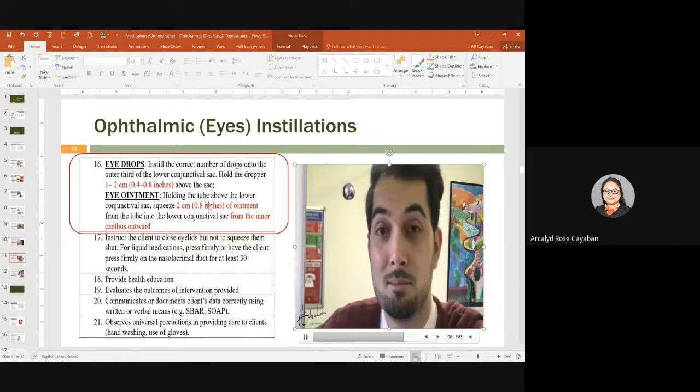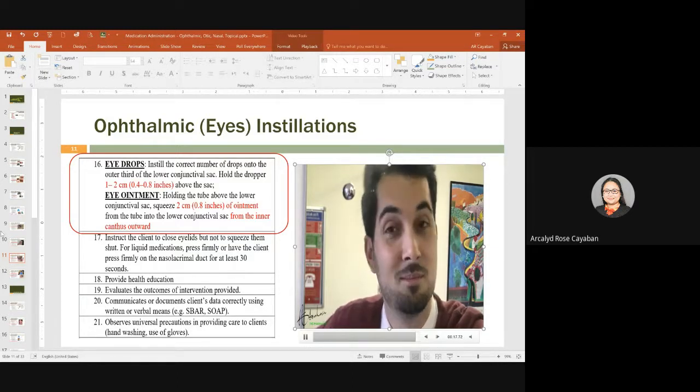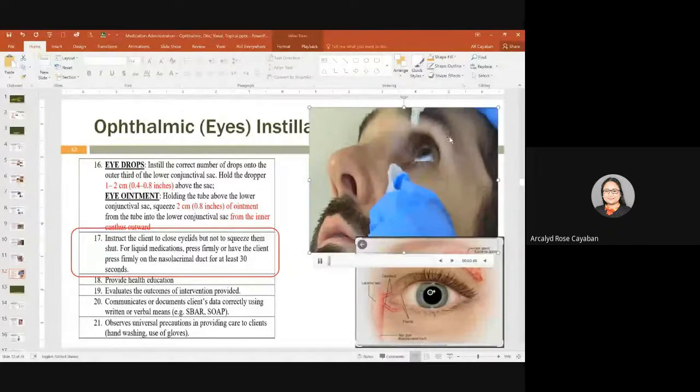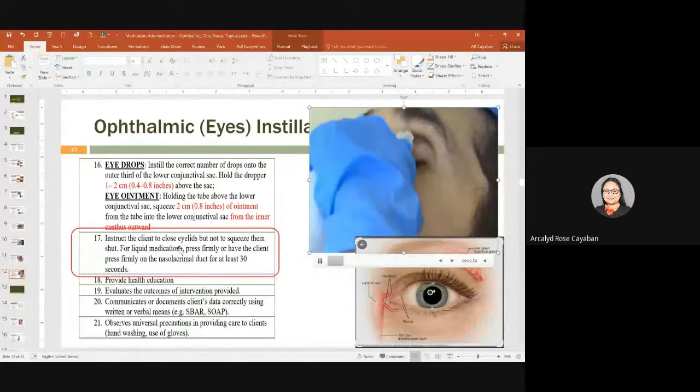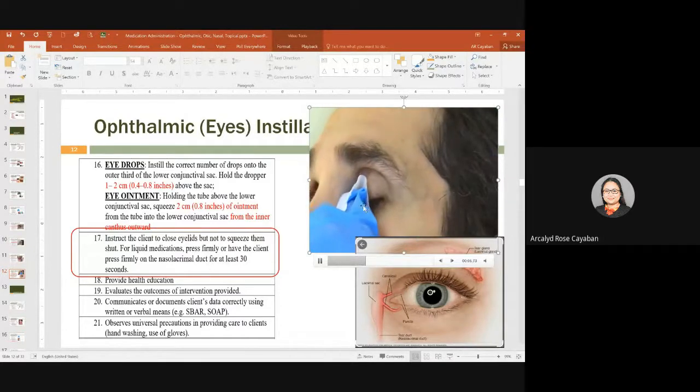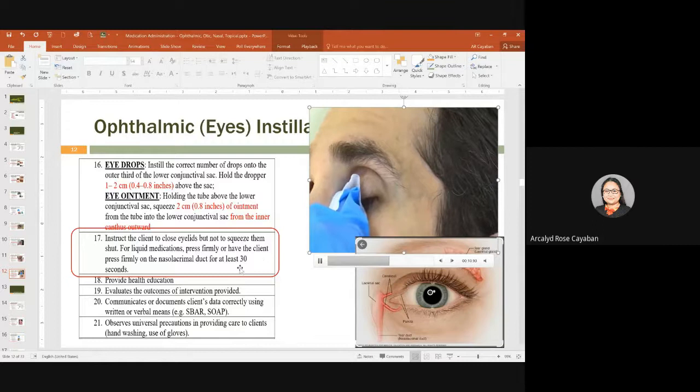When it comes to, this is ointment, okay? When it comes to eye drops, when we put the medication, we ask the client or we press firmly on the nasolacrimal duct for at least 30 seconds. Please encircle again in your clinical manual. Please press the nasolacrimal duct for 30 seconds.